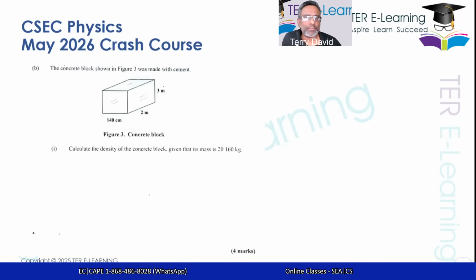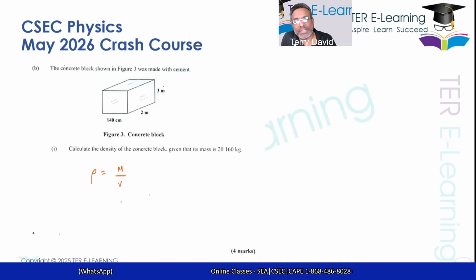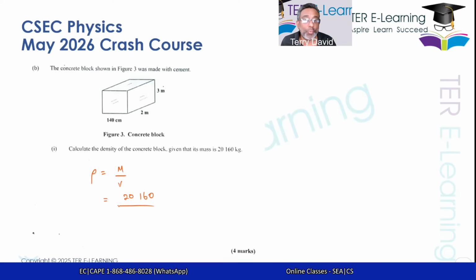Okay, the concrete block. You have a concrete block here, and it is made with cement. We want to calculate the density of the concrete block given that the mass is 20,160. First of all, you need to know that density is equal to mass over volume. That's the formula we're going to use. The mass is 20,160 divided by the volume. Now, we don't know the volume of the block, so volume is equal to length by width by height.